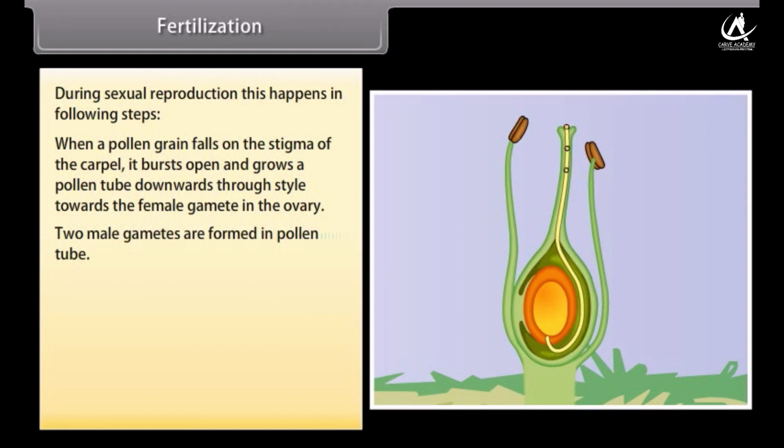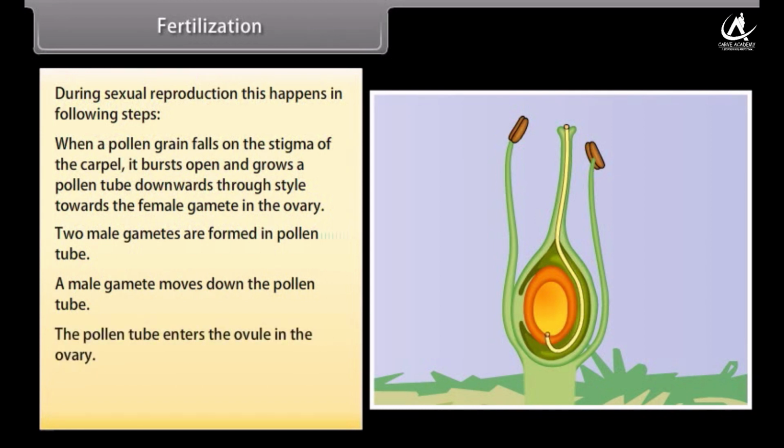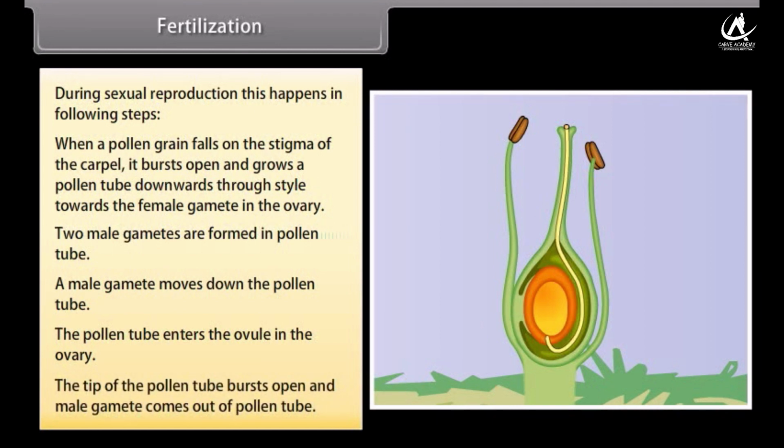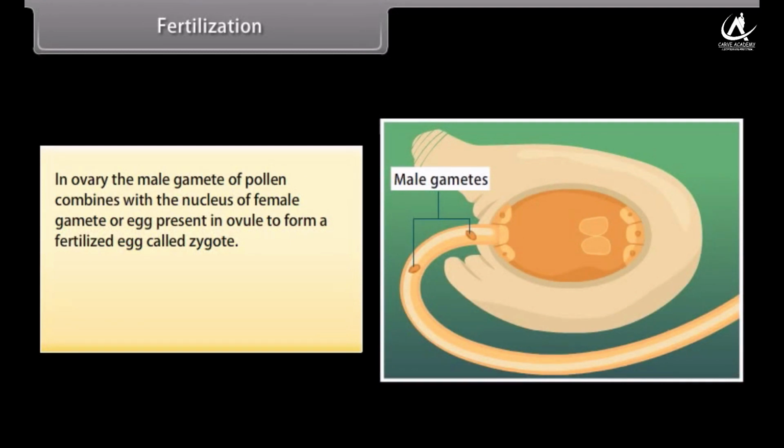Two male gametes are formed in the pollen tube. A male gamete moves down the pollen tube. The pollen tube enters the ovule in the ovary. The tip of the pollen tube bursts open and the male gamete comes out of the pollen tube. In the ovary, the male gamete of the pollen combines with the nucleus of the female gamete or egg present in the ovule to form a fertilized egg called the zygote.